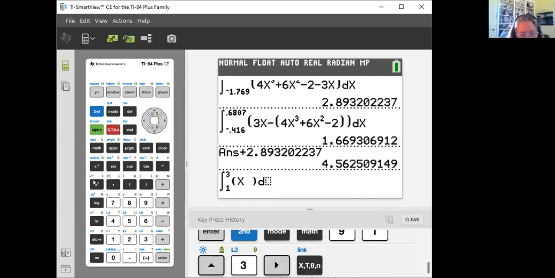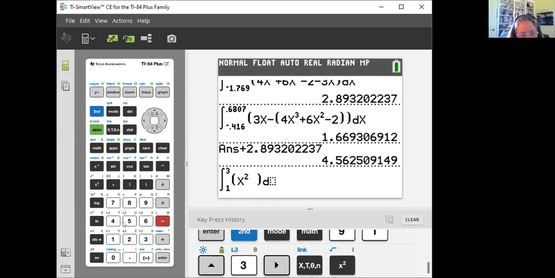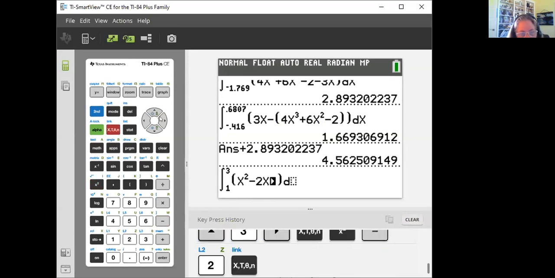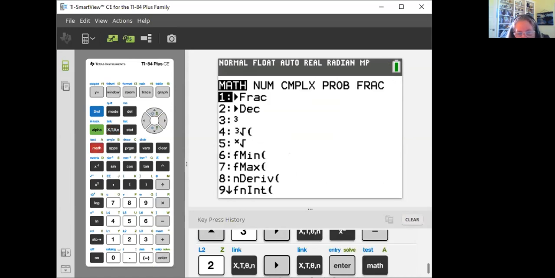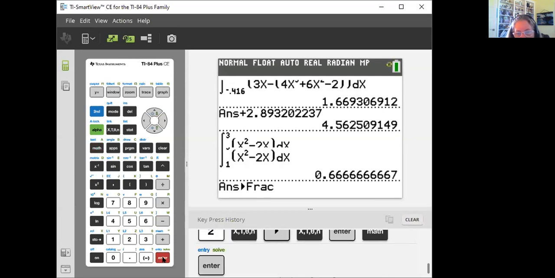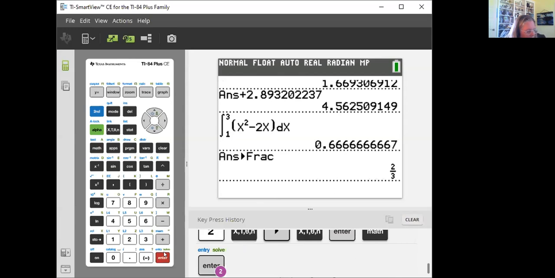So I'm just going to type the function, dx. And then I'm going to hit enter. And lo and behold, there's my integral. If I want to convert it to a fraction, math, frac. And there it is. All right, so you have a nice definite integral doer on your calculator. So a lot of these don't have to be done by hand unless they specifically ask you to do it by hand.